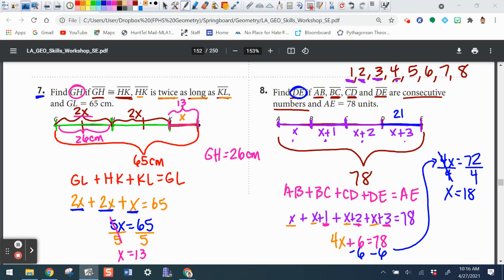So I'm just going to show you how this problem works by actually plugging in 18 to each of these algebraic expressions, just so you can see that it really does add up to 78. So 18 plus 2 is 20, 18 plus 1 is 19, and of course x is 18. So notice they are consecutive numbers: 18, 19, 20, and 21. And when you add 18 plus 19 plus 20 plus 21, you do get 78. So let's just make sure we put our final answer. DE is 21 units.